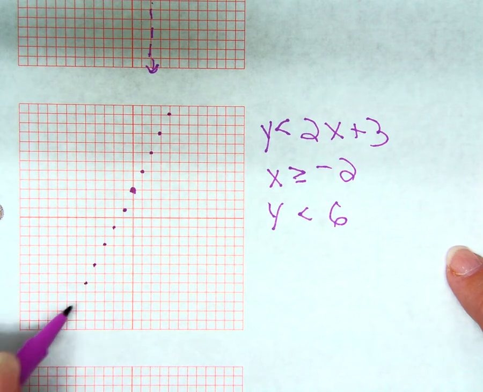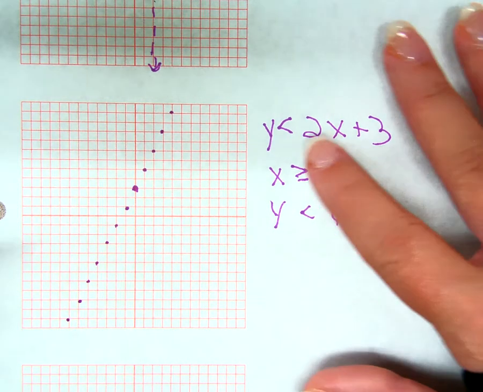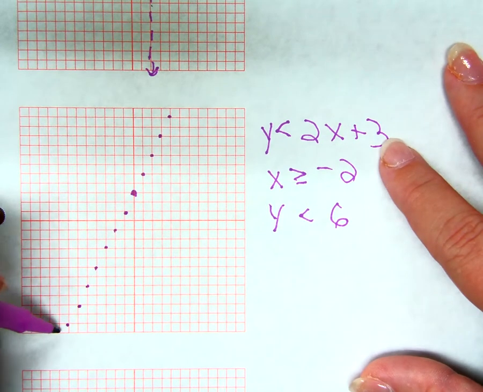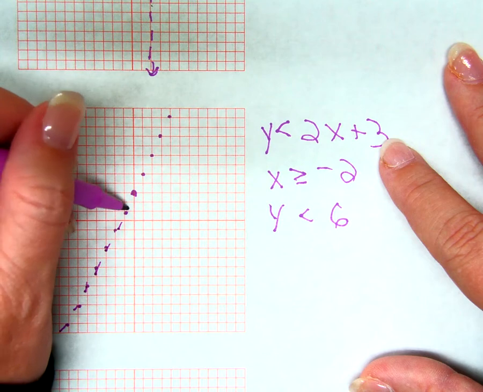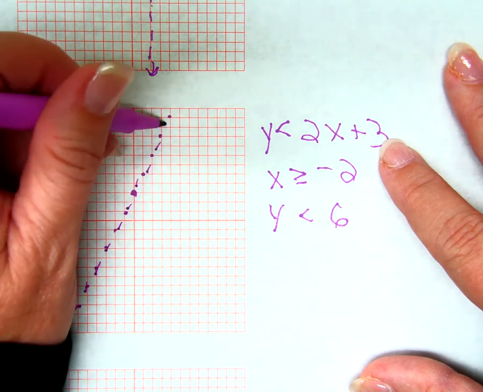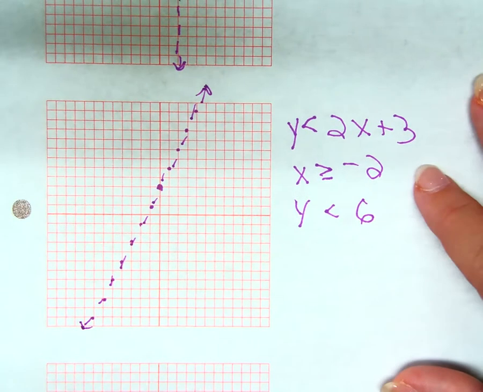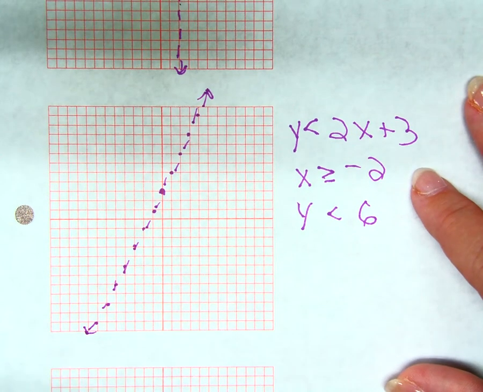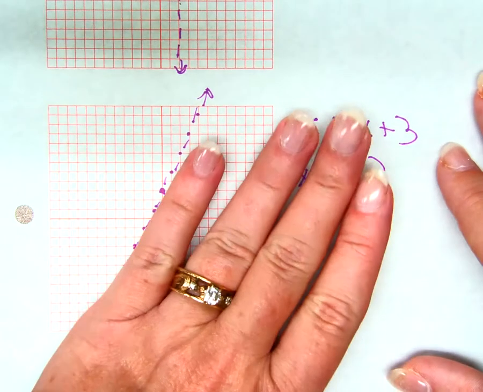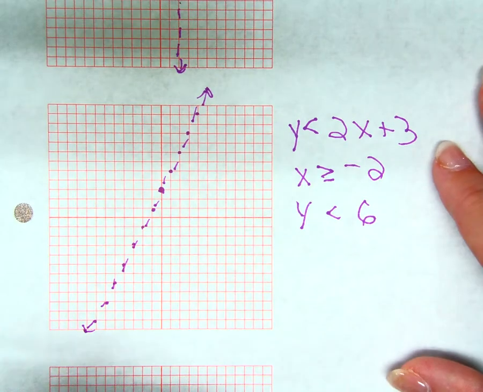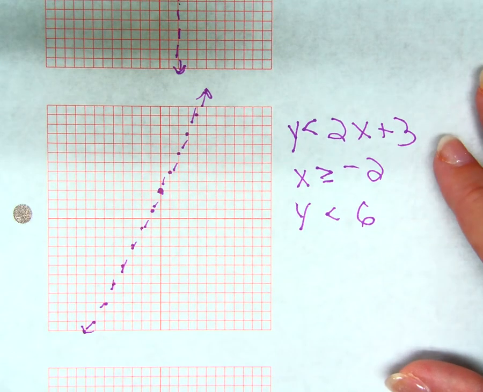What kind of line is this? How do you know it's dotted? Because it's just less than. It's not less than or equal to, right? Now, where am I going to shade? So I have two options, right? I have above the line or below the line. Where is above the line? Can you tell that this is above the line? Can you tell that this is below the line? Where do you think I would shade if it's less than? Below the line.